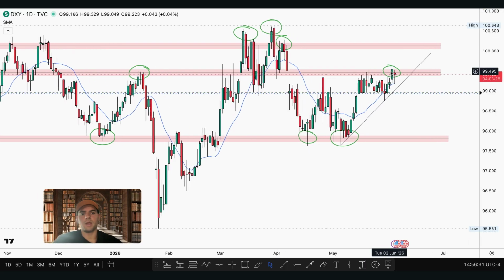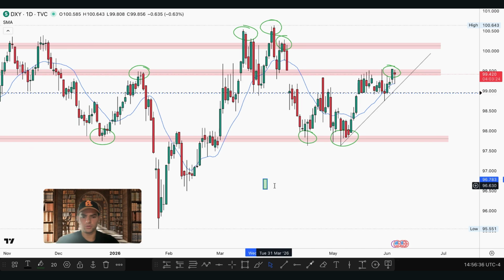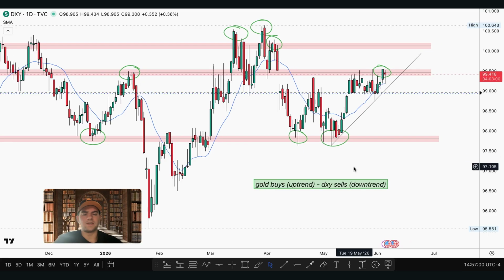So if we are betting buys on gold, so let's just say gold buys, I really want to see the DXY going in sell, so in a downtrend, right? So buys will be uptrend, and then the sells on the DXY will be the downtrend, right?